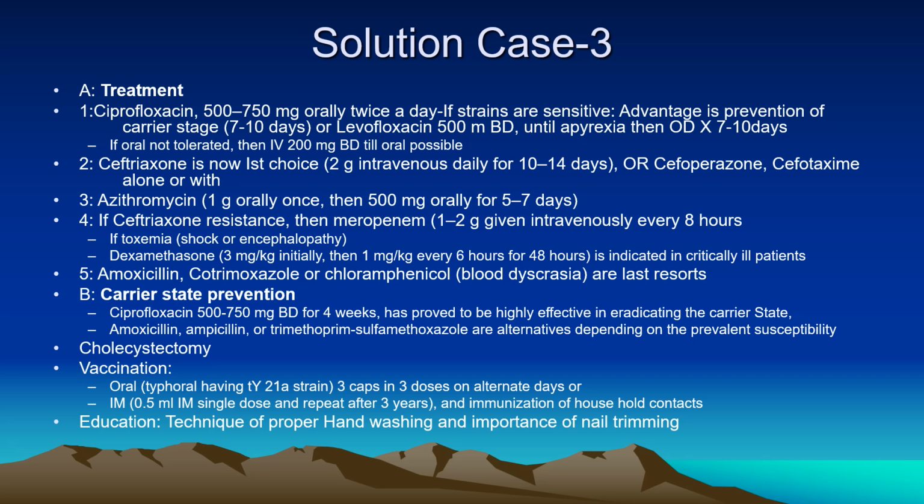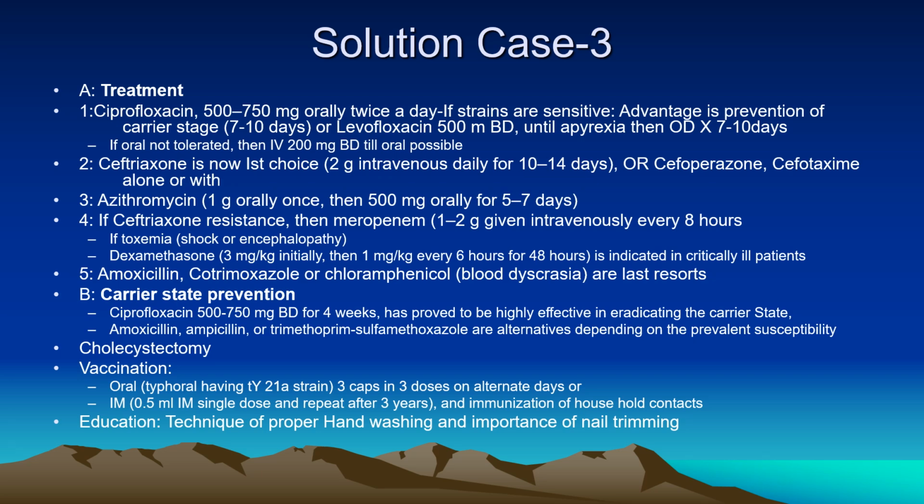If ceftriaxone resistance is there and third generation cephalosporins are not showing response, then meropenem is the drug which can be given if there is toxemia or shock. Then dexamethasone is invariably needed for critically ill patients. Alternative, less effective drugs are amoxicillin, cotrimoxazole, or chloramphenicol as a last resort because blood is a main problem.